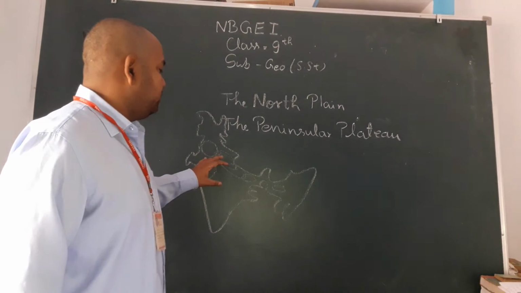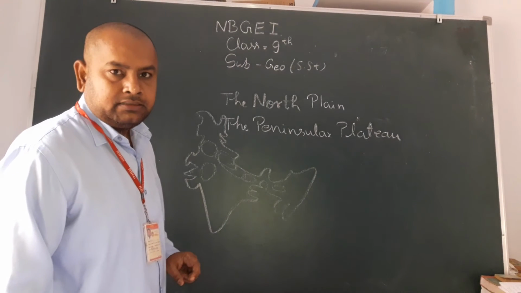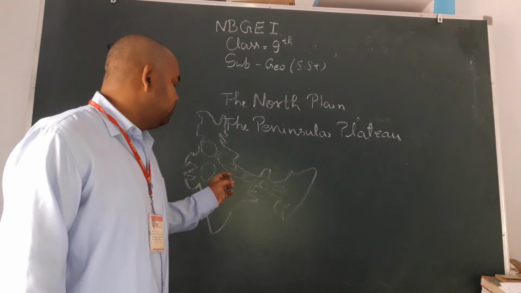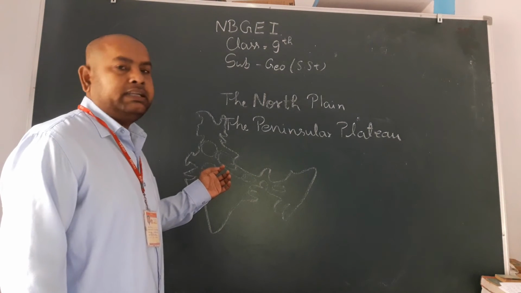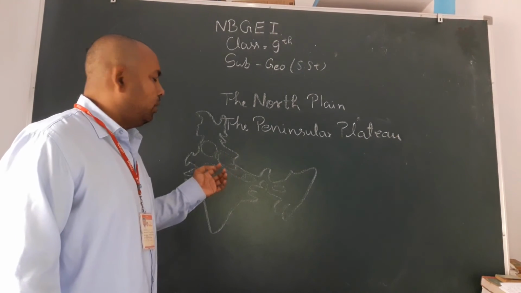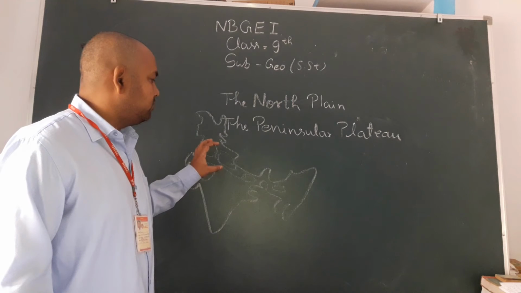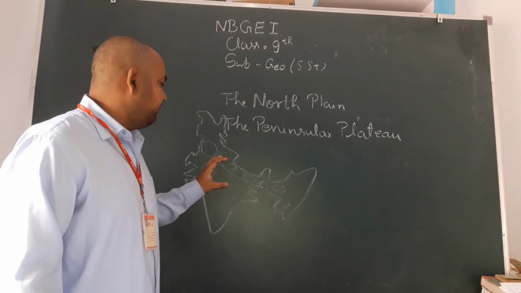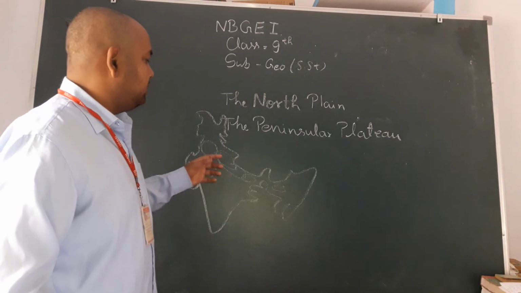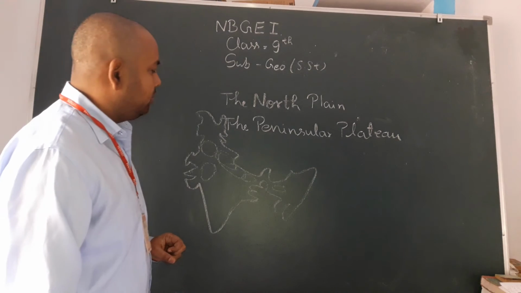plain area in UP, Bihar and West Bengal. These tributaries also increase the fertility of the soil. So it is a suitable condition for agriculture, because water is available all year round, as these rivers are perennial rivers, meaning rivers that flow all the year. So water is available for agricultural work.